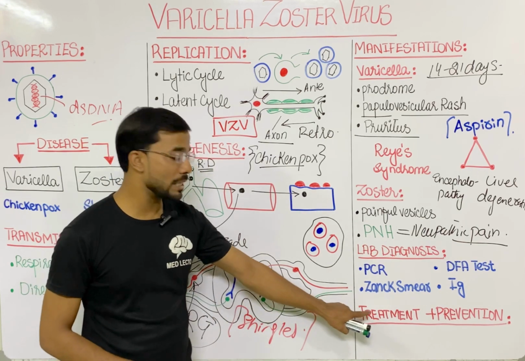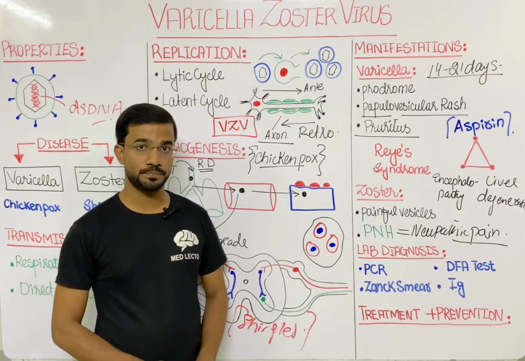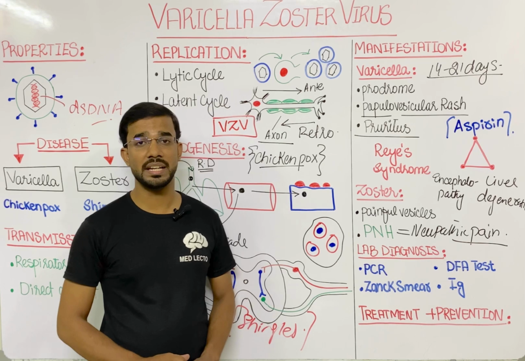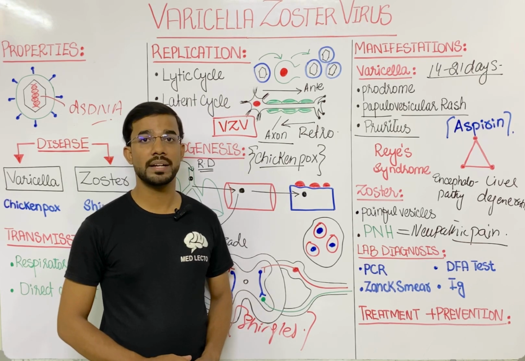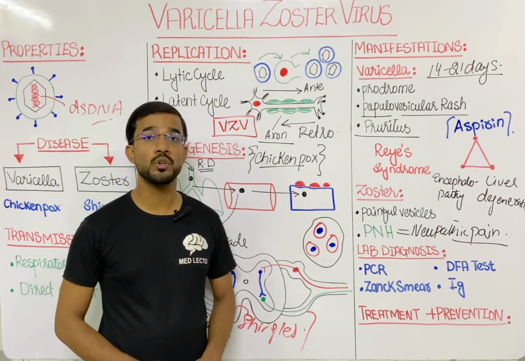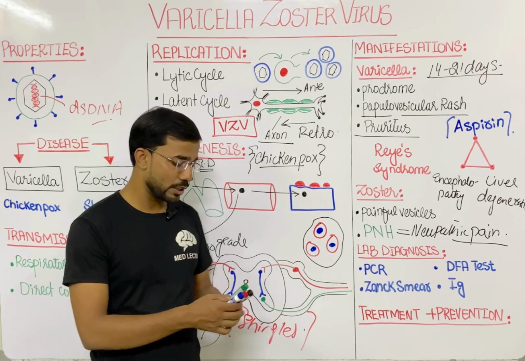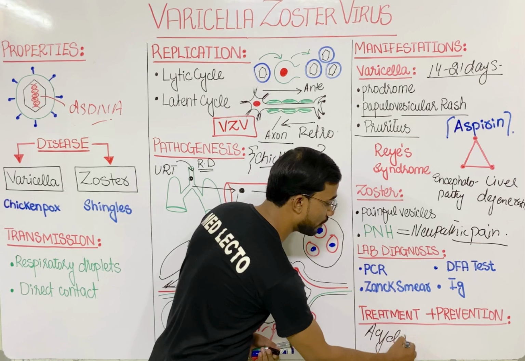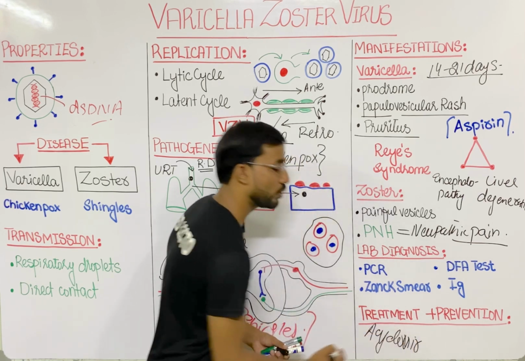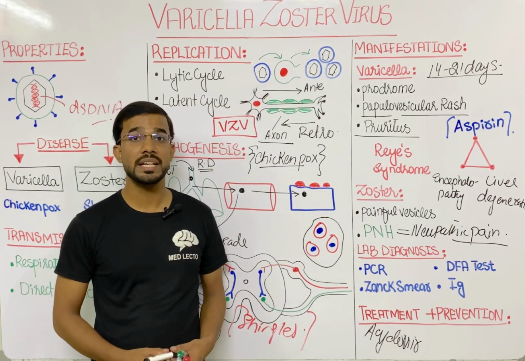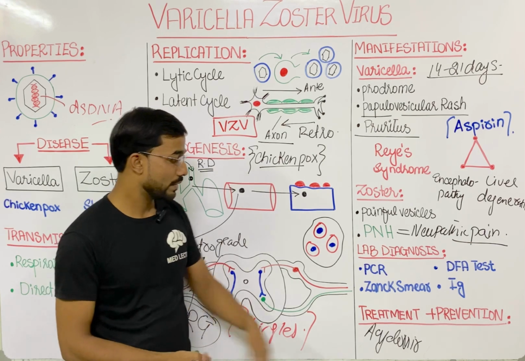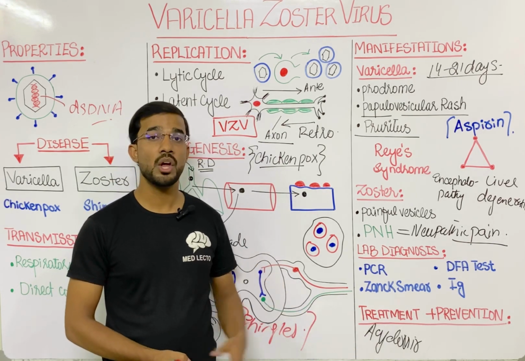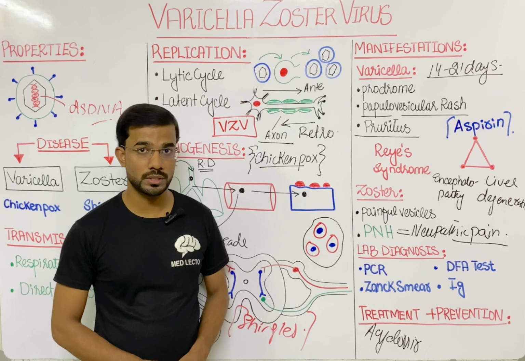If we look at the treatment, in the treatment plan there is no specific antiviral therapy for the immunocompetent patient, but we can use acyclovir to reduce the severity of the symptoms. That is acyclovir in varicella and zoster.